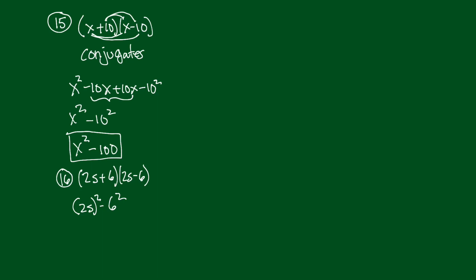So what do we get when you don't have to write this step. I'm just saying what you do. You square the first. Square this. 2x times 2x, 4x squared, minus, square the second, 36.